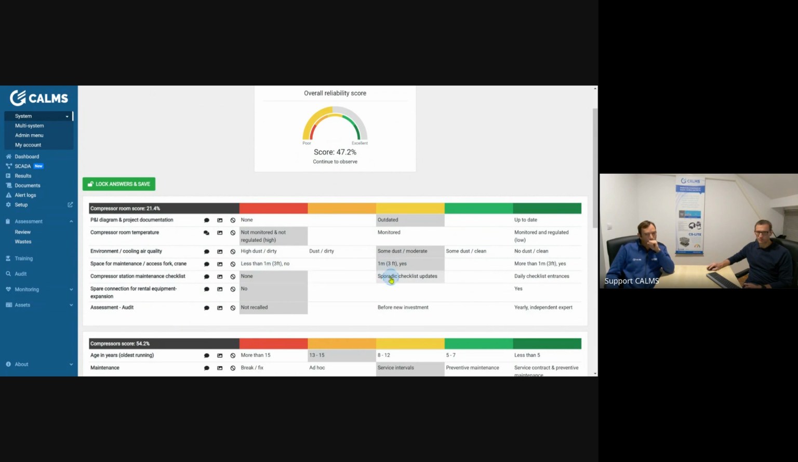Compressor station checklist. Do you have some logs in your compressor room? Do you report the breakdowns? If the compressor breaks down, then we log this. So sometimes you log this only when it breaks down. Otherwise, it works. We don't mention if it works. It's supposed to work. That's its job.